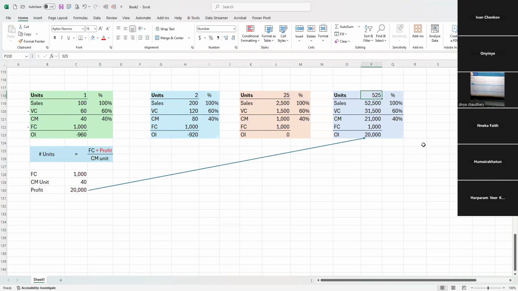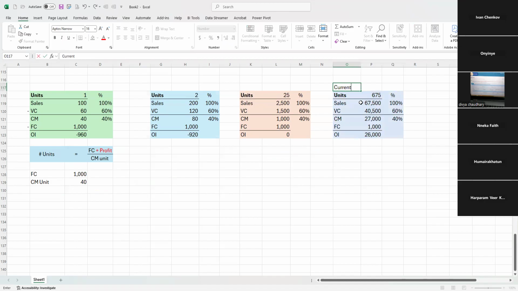Give me some random number of units above. 25. No, more, higher. 675. I like this now. Now the question is, currently, I'm here. That's my current situation. And this is the break-even. That's my break-even point.